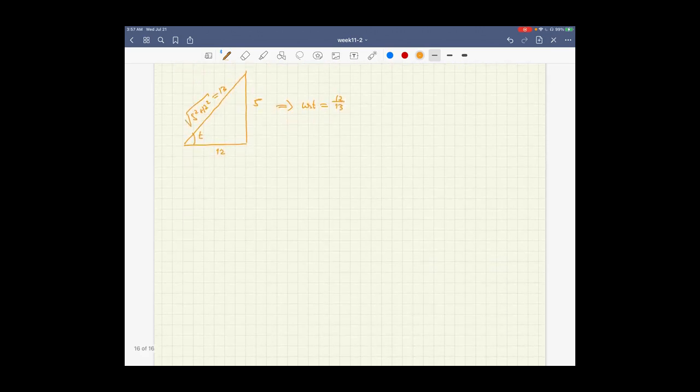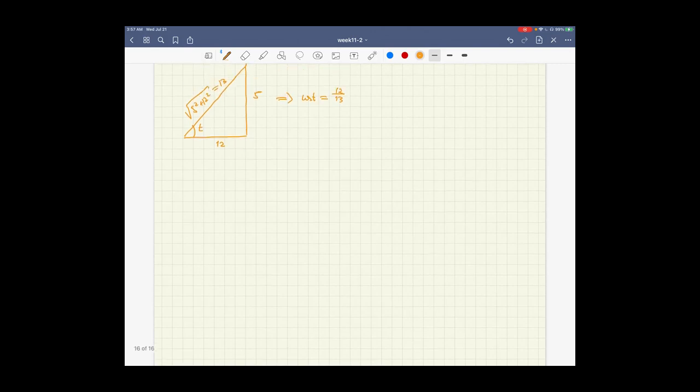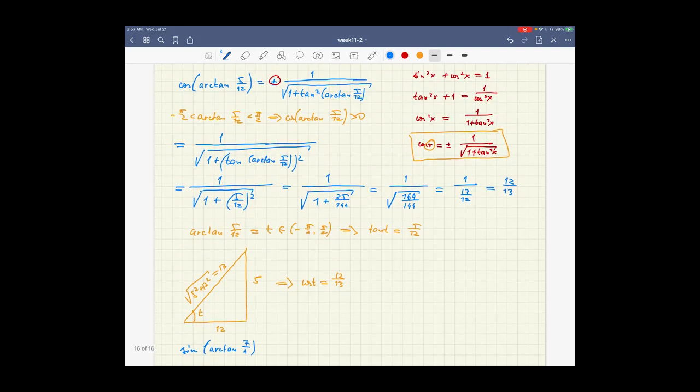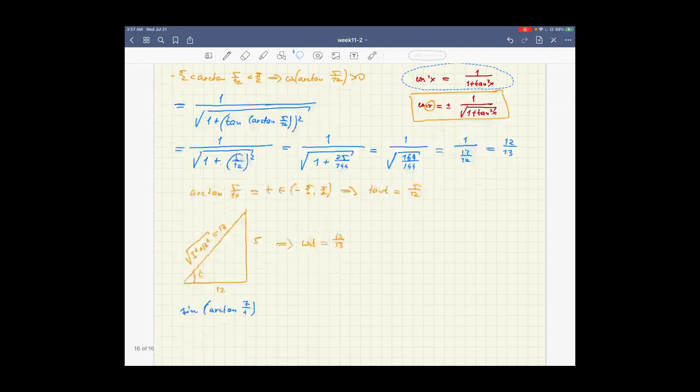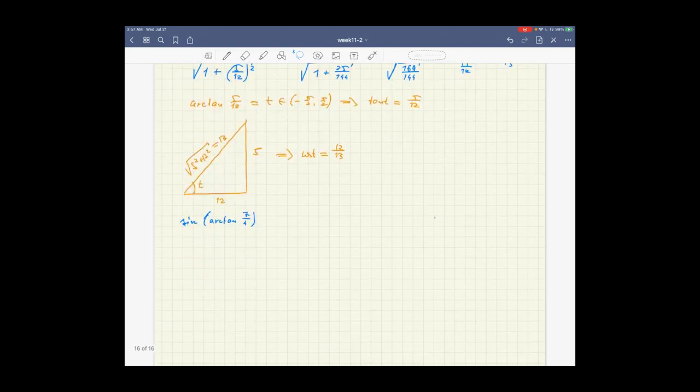Okay. In the next problem, we need to compute sine of arctangent of 7 over 4. Again, there are two ways. One way is to express sine through tangent. And we can do this here. We can take this equality and work with it.